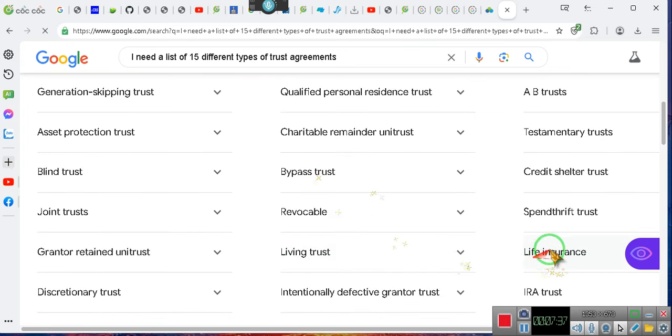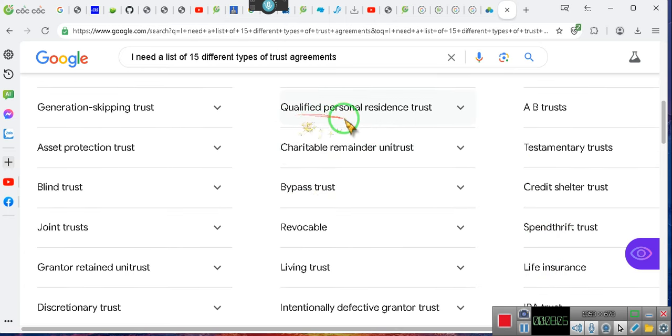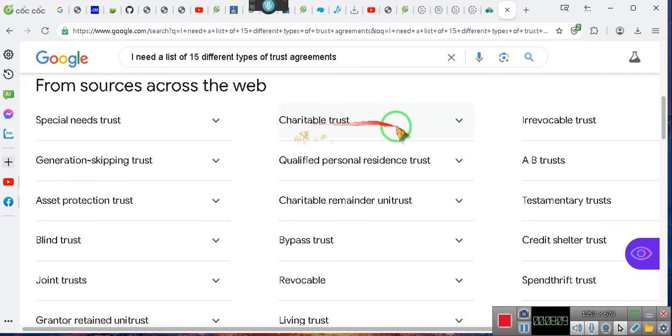Bypass trust. Life insurance is a trust agreement, by the way. You didn't know that. IRA trust. Intentional defective grantor's trust. Interesting. Discretionary trust. Grantor retained unitrust. Joint trust. Blind trust. Asset protection. And AB trust. Let's see. Think we'd uncovered everyone. Bypass trust, charitable remainder unitrust, and qualified personal residence trust. We're not even going to talk about the living trust.